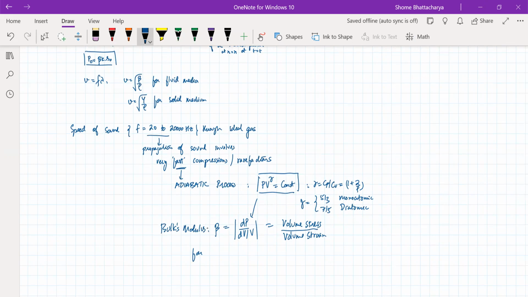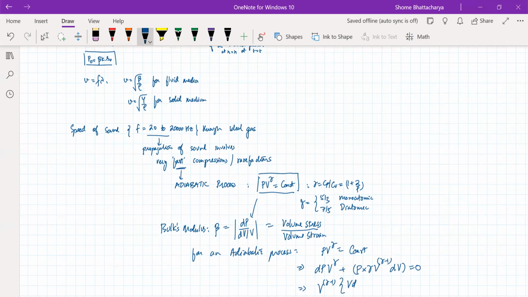But for an adiabatic process, it becomes defined as PV to the power gamma is constant. So if we differentiate this, it means that dP into V to the power gamma, that is derivative of first into second, plus P into derivative of second, which is gamma V to the power gamma minus 1 dV, is equal to 0. So from this we get the relation that if you take V to the power gamma minus 1 common, you have V dP plus gamma P dV is equal to 0.